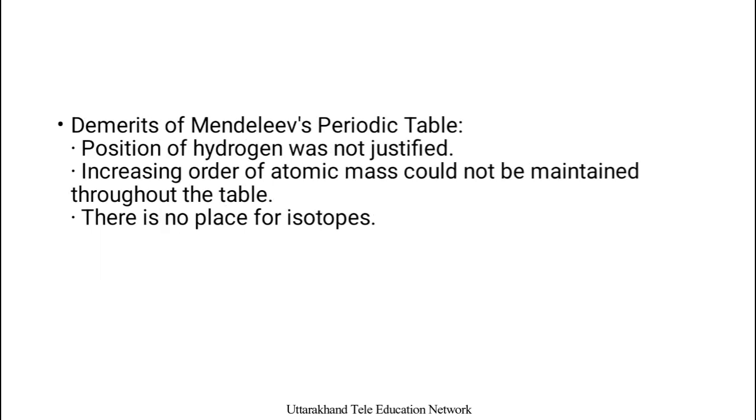Now, the demerits of Mendeleev's periodic law table. Number one, the position of hydrogen was not justified. It was placed in the first group, but its properties were also matching with the seventh group. Number two, increasing order of atomic mass could not be maintained throughout the table. There is no place for isotopes.